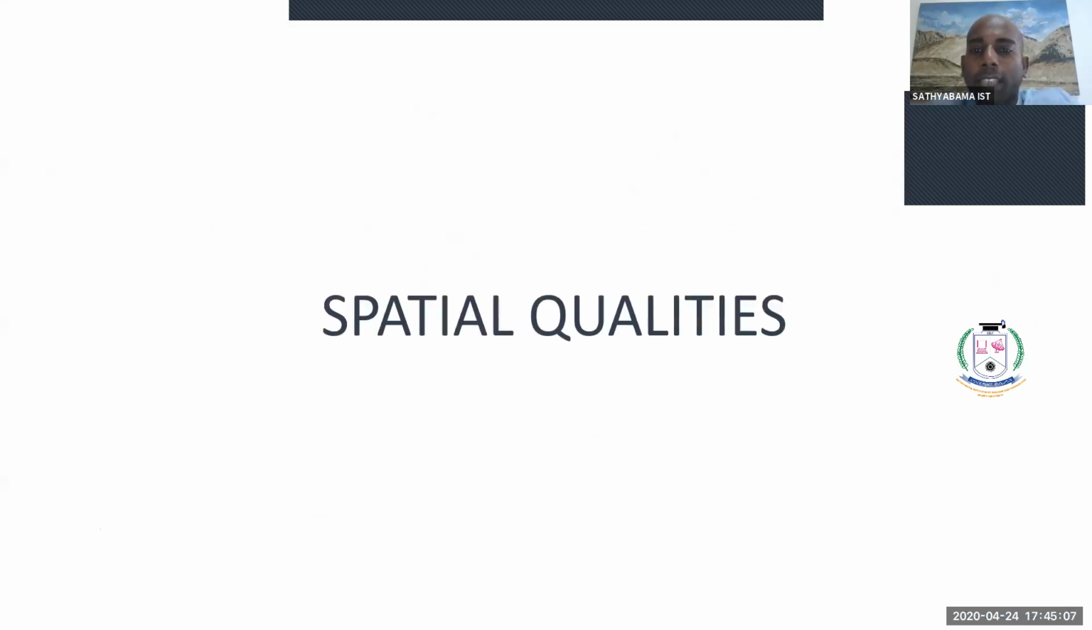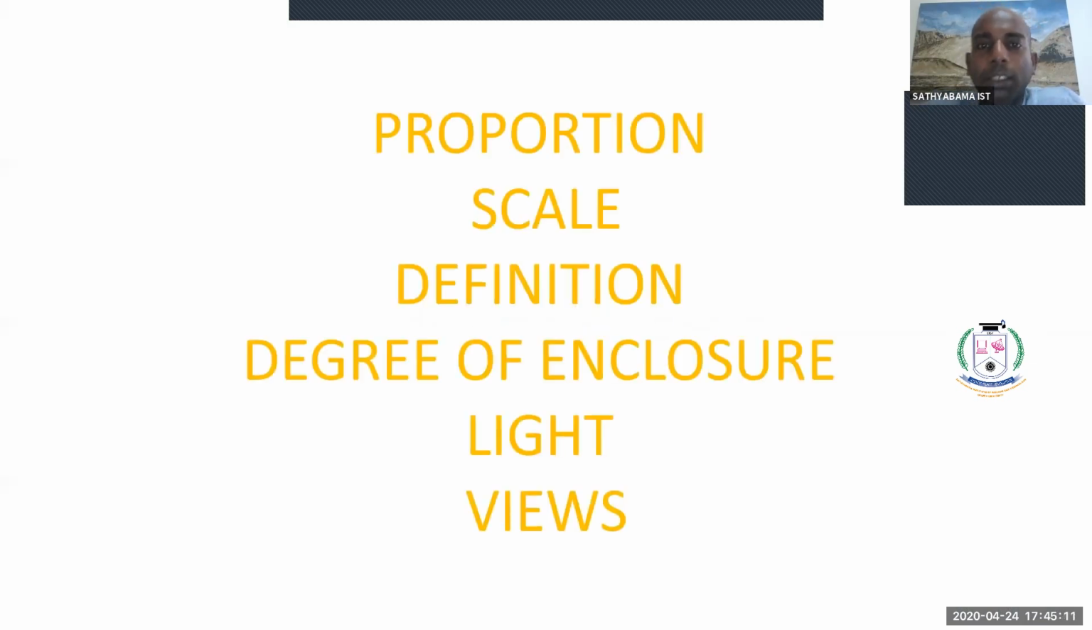Right? So let's get into what are spatial qualities, right? Spatial qualities, I would broadly categorize them as five. The first is proportion, right? The second is scale. The third is definition. The fourth is degree of enclosure.